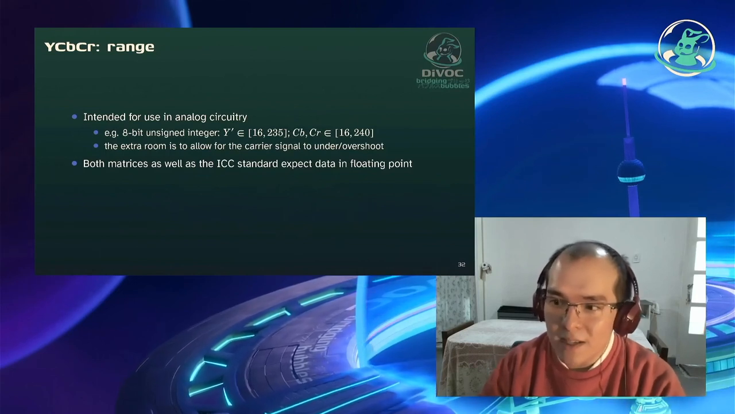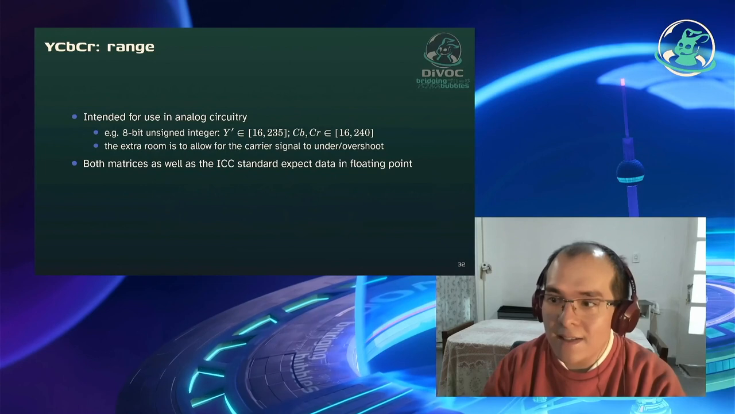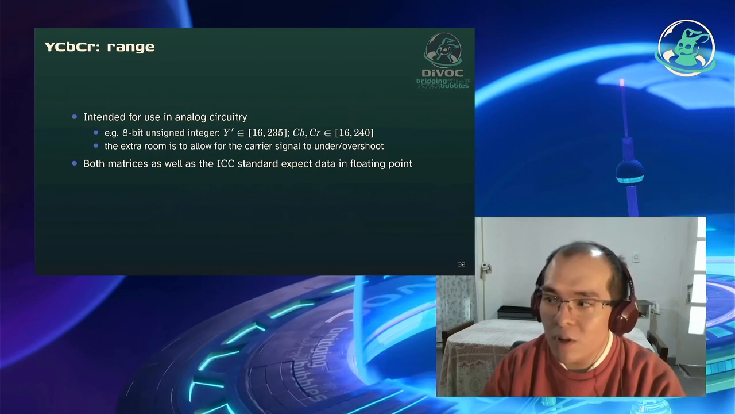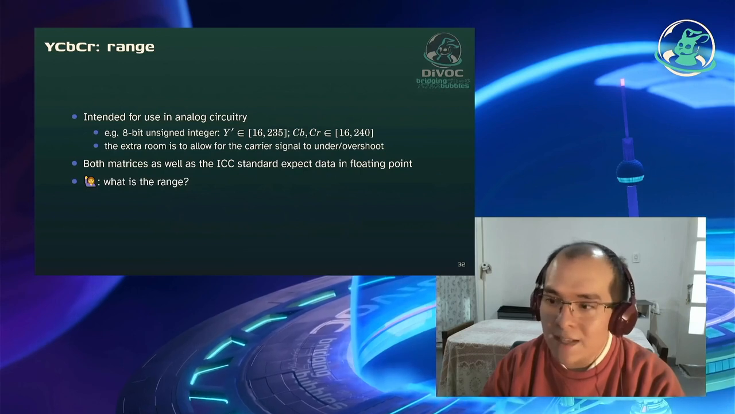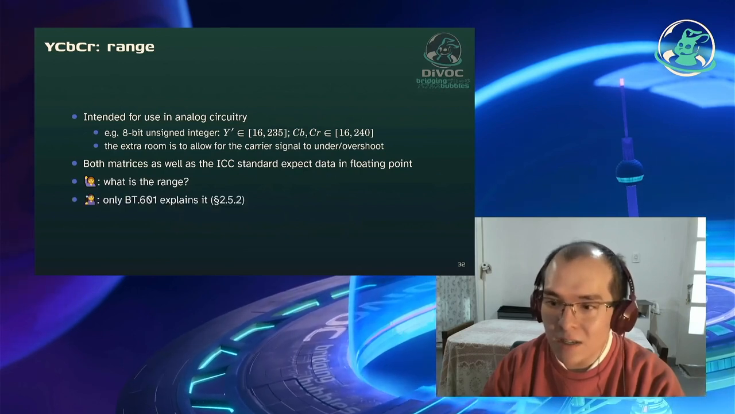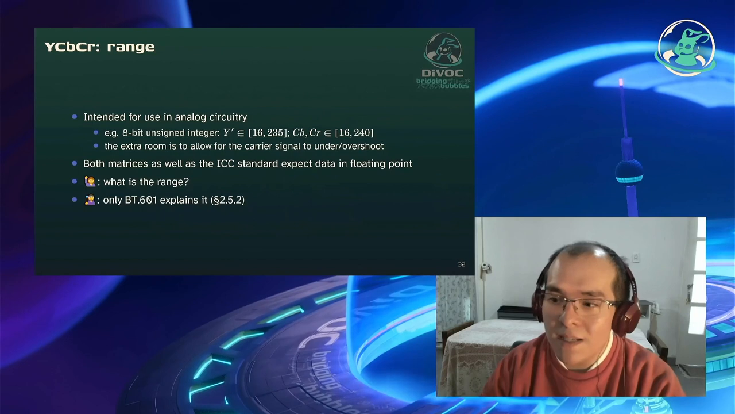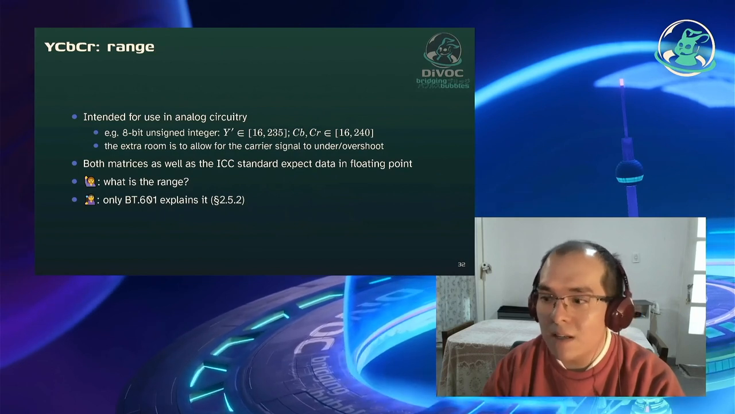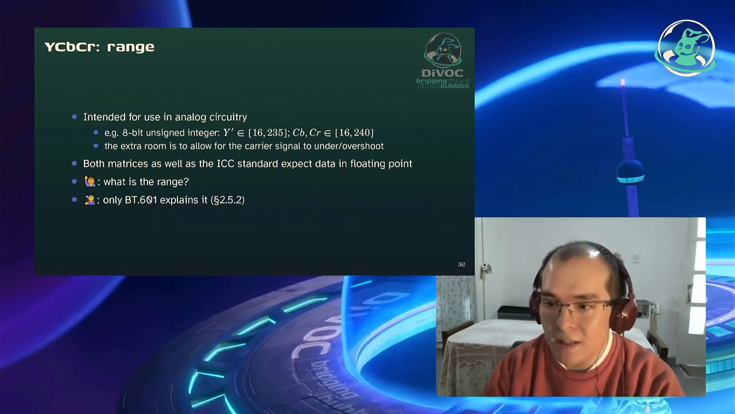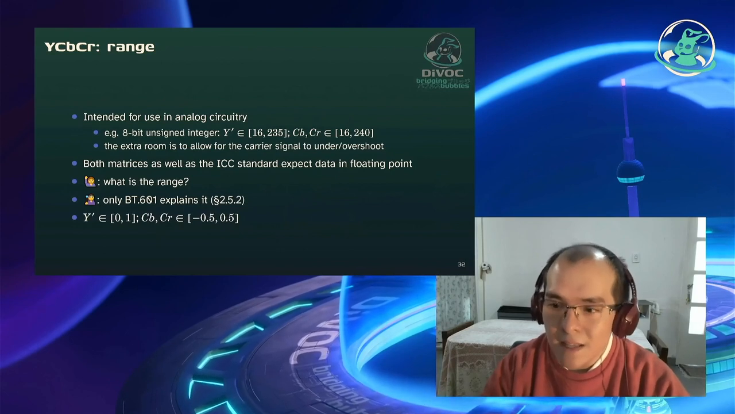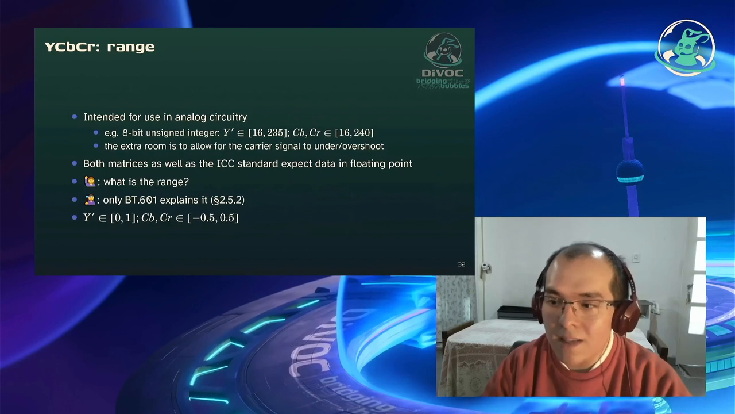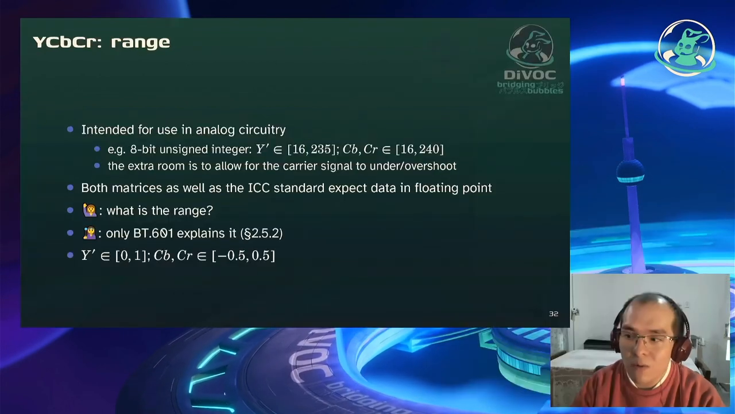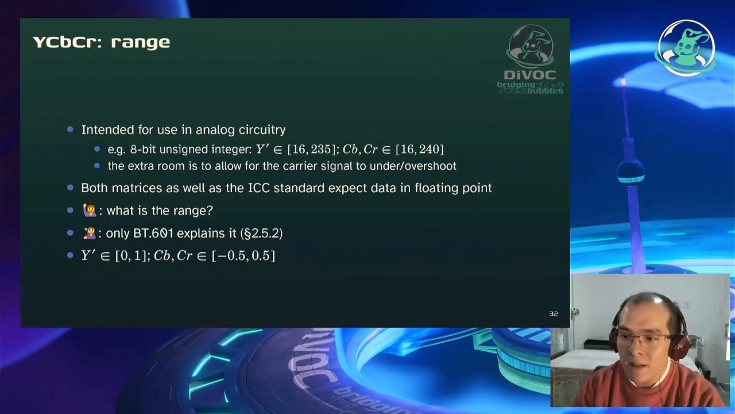Now, both matrices that I gave earlier, as well as the ICC, do not operate in unsigned integer, but operate in floating point. So you will be asking, what is the range? And the answer is that only BT.601 explains it in a very specific section of the standard. And it says that Y ranges from 0 to 1, and Cb and Cr range from minus 0.5 to 0.5.